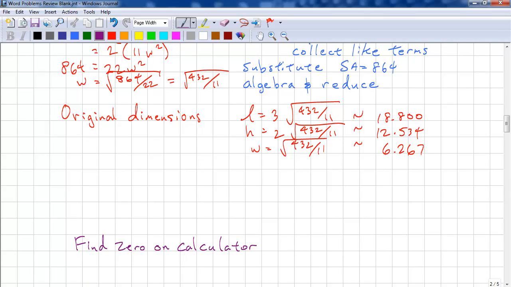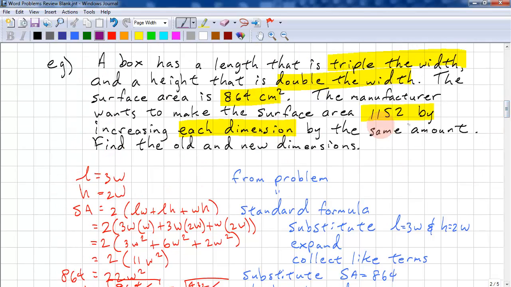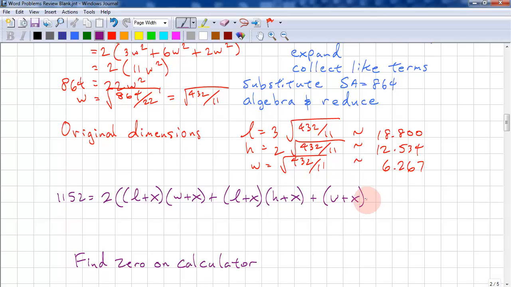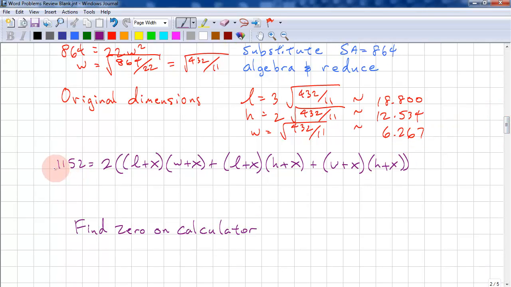Okay, now we need to use the same formula, but it needs to be modified slightly. So we know the new surface area is 1152. And we have 2. Now we're increasing L by X. We're increasing W by X. We're increasing L by X still. And H is getting increased by X. And again, W plus X and H plus X. Enter this on your calculator as 0 equals, we'll call this star. So 0 equals star minus 1152.